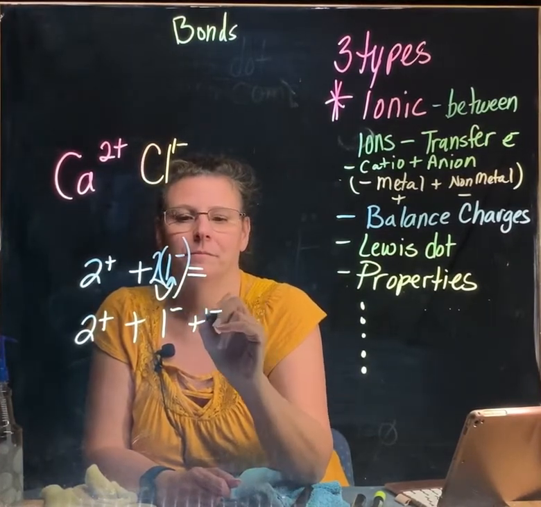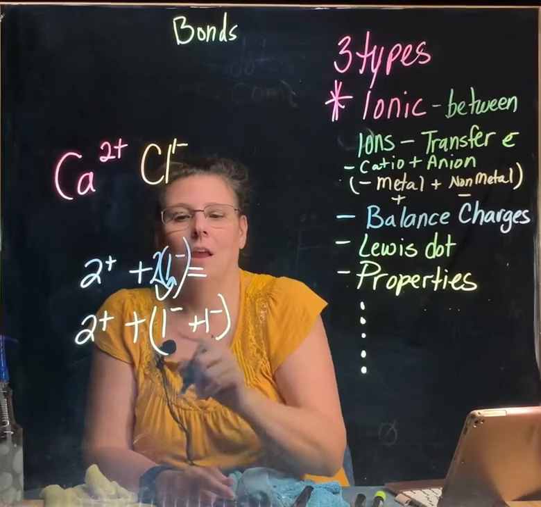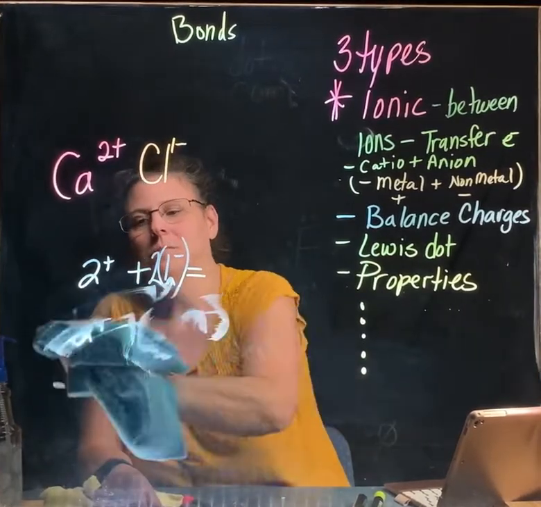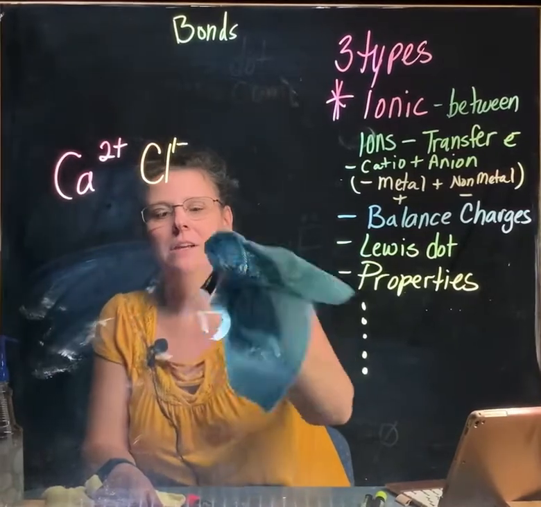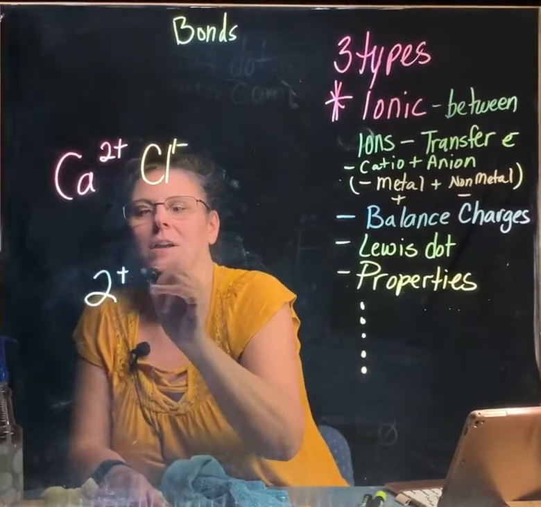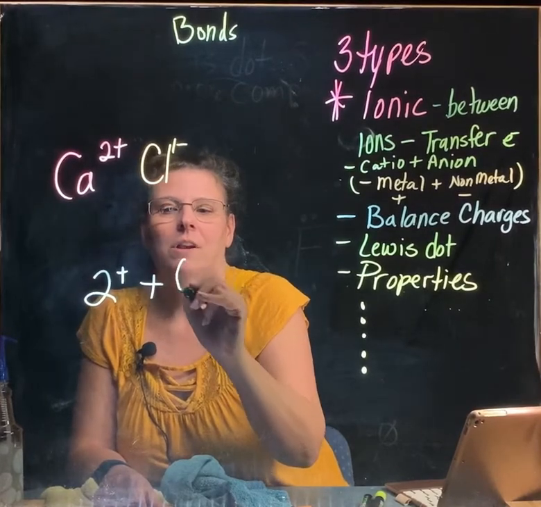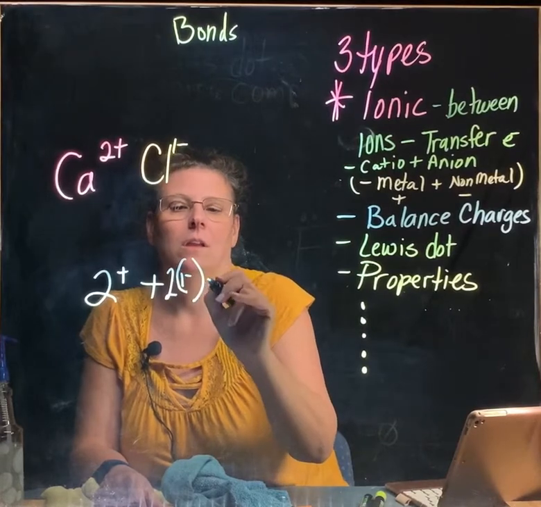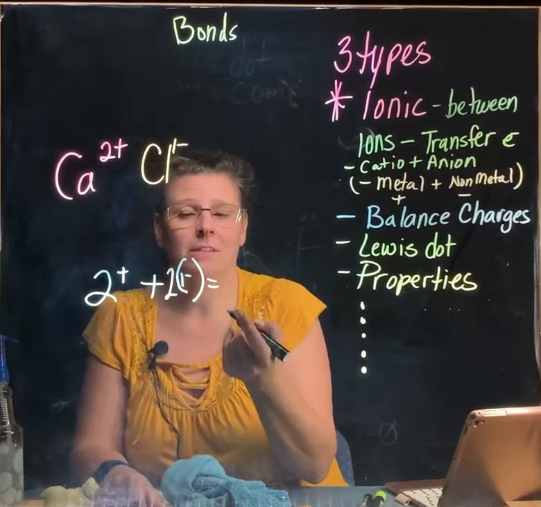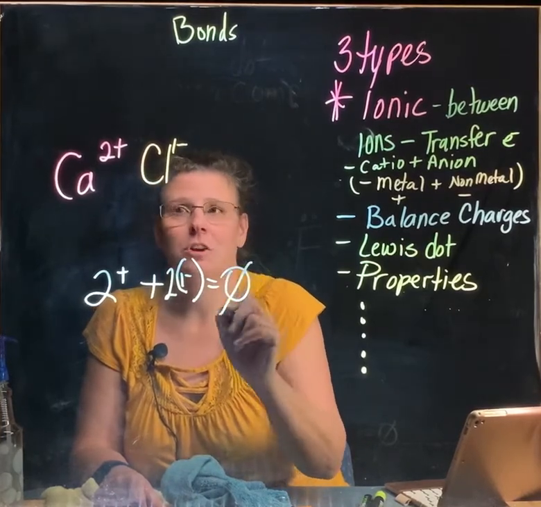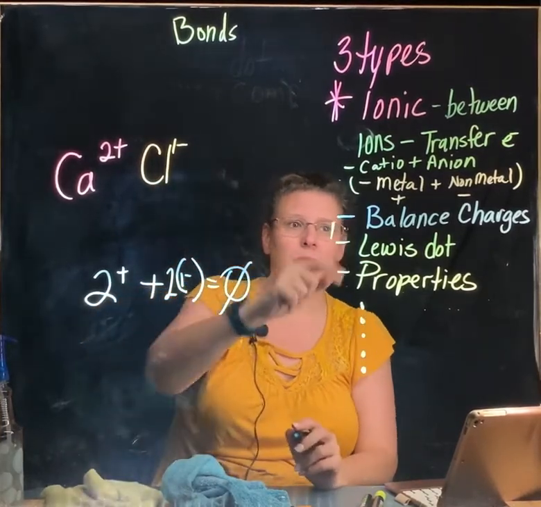I'm going to add those together, I get a minus 2, right? So let me fix this so it's not so messy. So we have 2 positive, and then we're going to have, so if I multiply this, I get negative 2, or 2 negative. 2 positive, 2 negative gives me a 0 charge. Okay, now this leads me into Lewis dot structures.